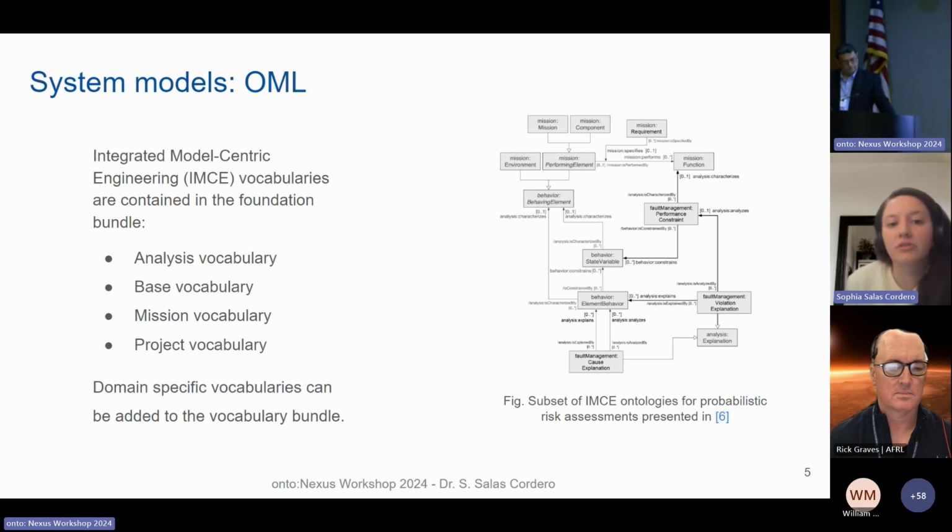So in order to construct an OML model, as Nicola explained earlier in the morning, you need two main sets of elements, which are the vocabularies and the descriptions. You have the available vocabularies online from the Integrated Model-Centric Engineering project that you can find as analysis, base, mission, project, and you can add to that bundle domain-specific vocabularies that you can create. So for instance, in the figure, you can see a subset of the ontologies that are used for probabilistic risk assessment that is available in that paper. The next slide, please.